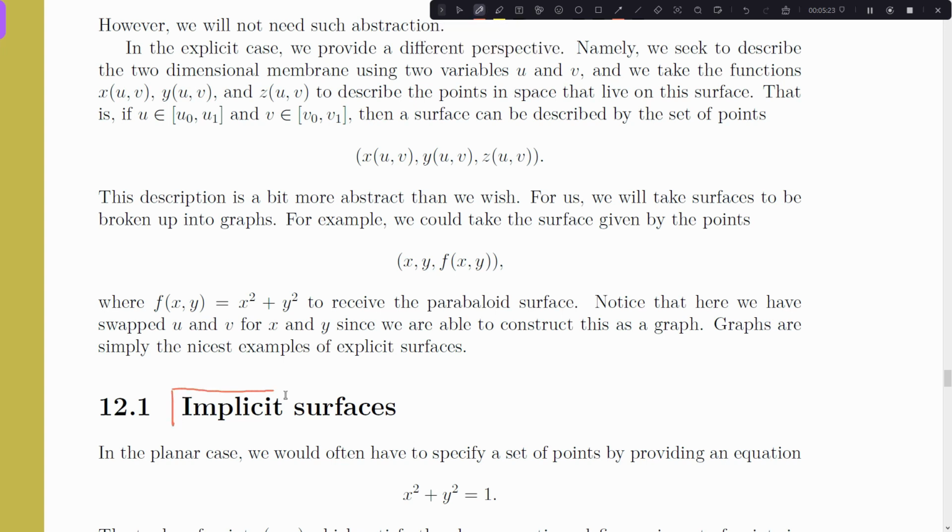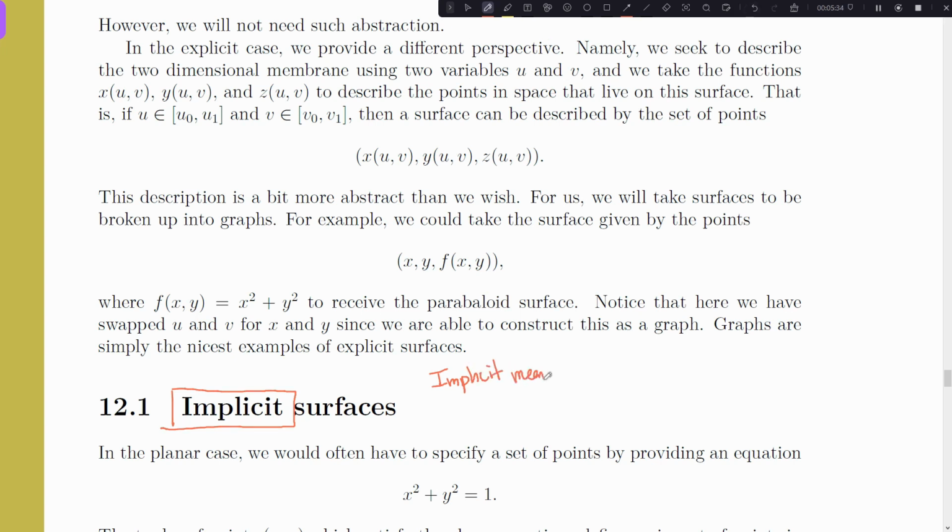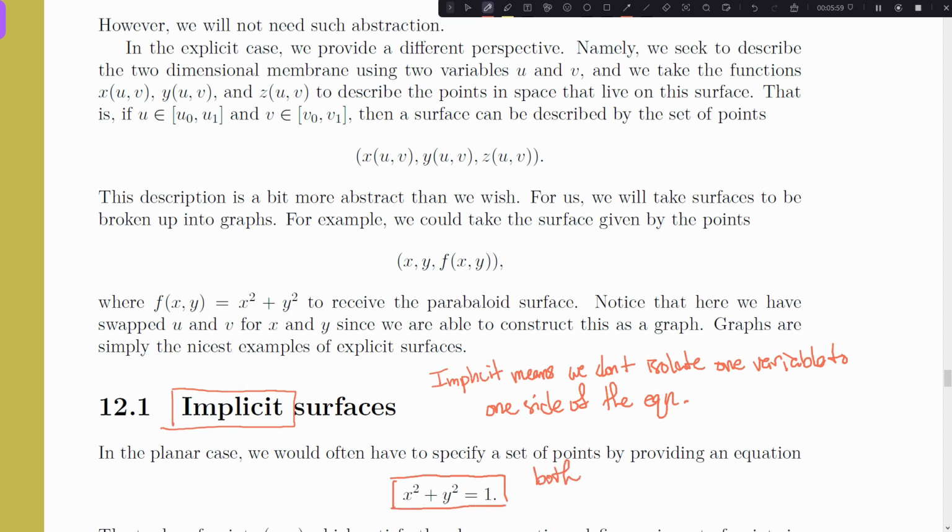And what does implicit particularly mean? Implicit means we don't isolate one variable to one side of the equation. So this is a great example. Notice that both variables are on the same side and both are higher powered than 1.